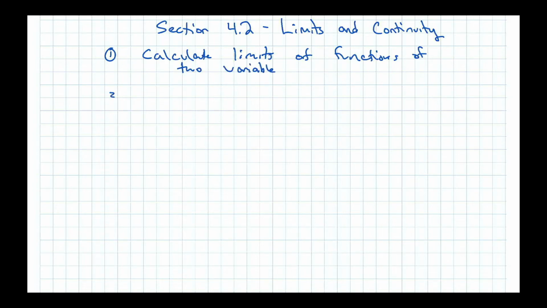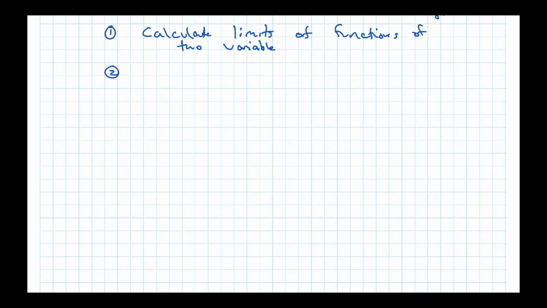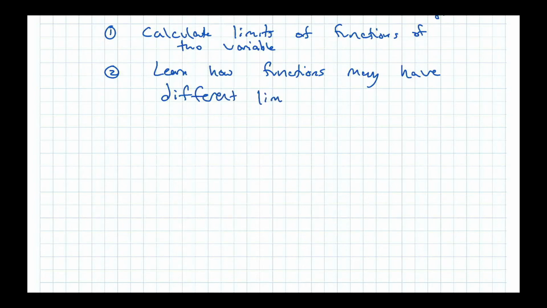That's going to be one of the main topics here. We're going to learn how to figure out that a function does not have a limit if it has different limits along different paths. So, learn how functions may have different limits along different paths. Of course, that doesn't mean anything to you now, but that's what we're going to learn. Very useful. What that's used for is when a function doesn't have a limit. This is one of our main ways of showing that a function does not have a limit.